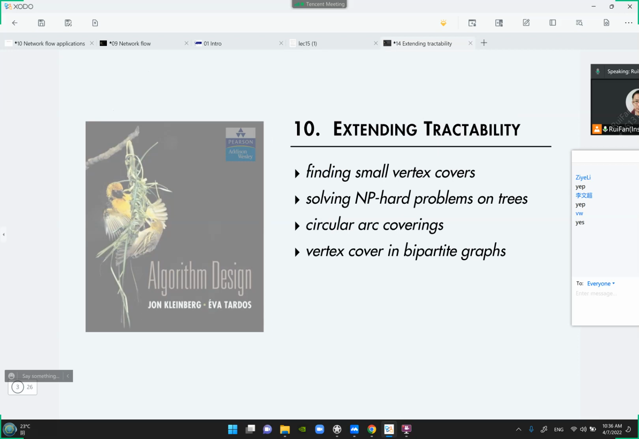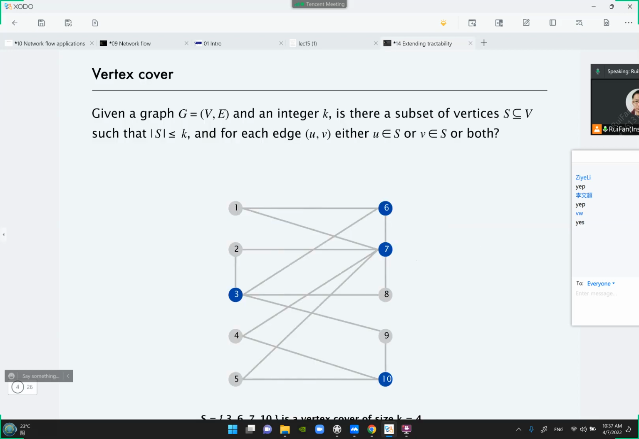We're going to look at several problems today. And I might not have time to go through all of the problems because for some reason these lectures are shorter than usual. So I might have to skip some of the problems, but then you can look at these notes later, and it should be pretty understandable. So the first problem we're going to look at is called vertex cover.